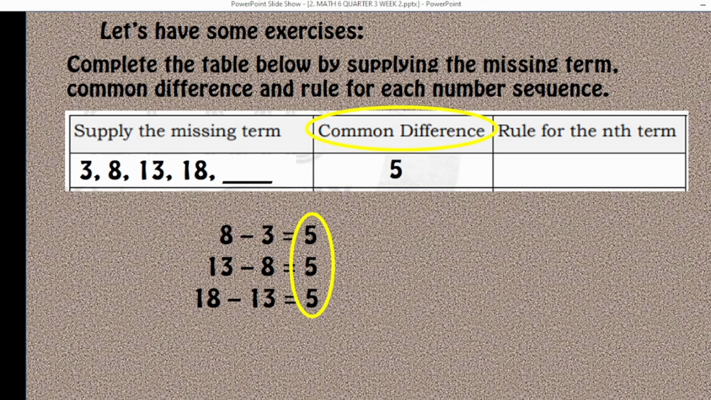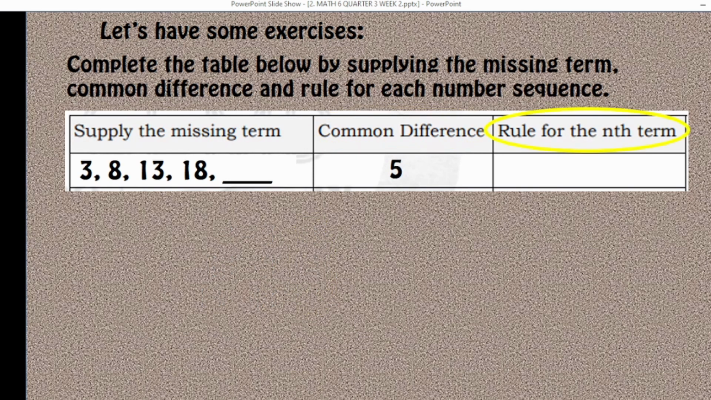At ang tamang sagot ay 5. Bakit ba ulit nakuha ang 5? Nakuha ang 5 dahil isinubtract natin yung ikalawang number doon sa nauunang number. Yan, 8 minus 3 is equal to 5. 13 minus 8 is equal to 5 and 18 minus 13 is equal to 5. Kaya ang common difference ay 5. Mahusay. Sigurado ako na ganyan din ang inyong sagot. Susunod naman is rule for the nth term. Sige nga mga bata, sagutan ninyo.